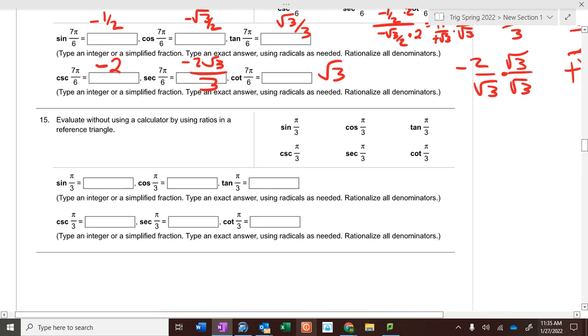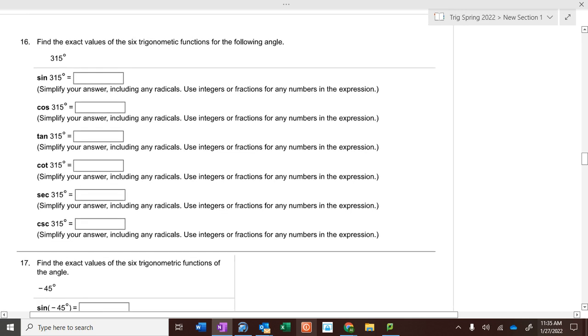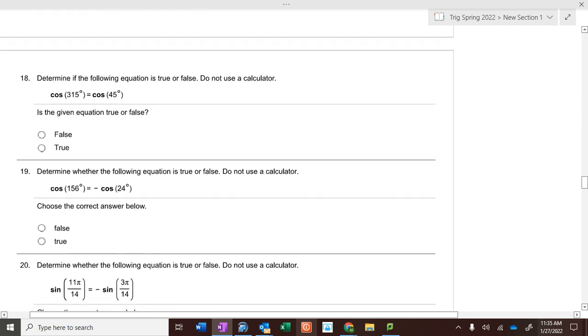Okay? So you have a couple problems like that where you're solving them. And then this, which is the same thing, solving it. The sine of 315 is negative square root of 2 over 2. Cosine is positive square root of 2 over 2. Tangent is 1 with a negative. Cotangent is negative 1. Secant is the flip of that, which is square root of 2. And cosecant is negative square root of 2. Okay? So you'll have those for a couple problems.